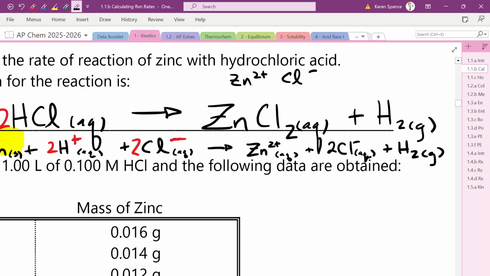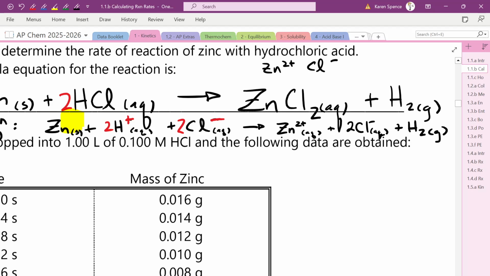Do we have any spectator ions? Who's the spectator ion? The 2 chlorides are the spectator ions. So if you wanted to write the net ionic equation, what would you do? You would just get rid of them.